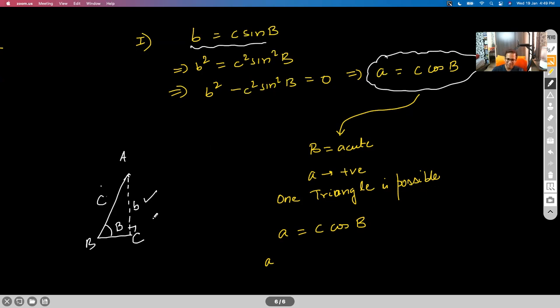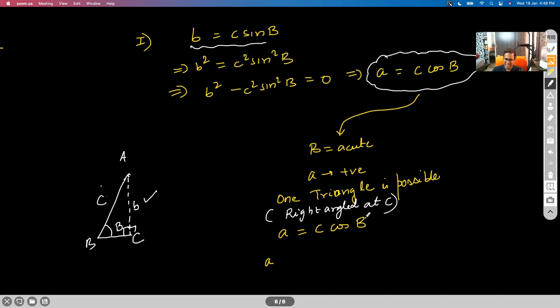Okay. So that means the triangle is going to be right angled at C. Make sense? So that triangle is going to be right angled at C. Getting this point? Very, very important.